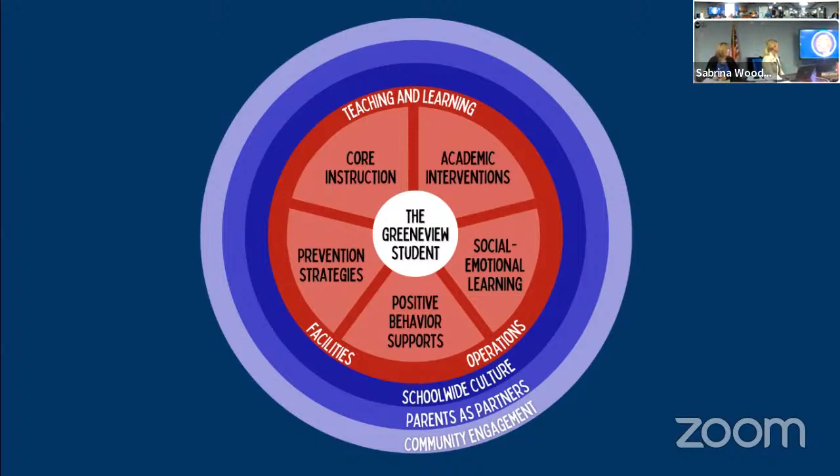Outside of that, and it's interesting how you can move out through the circles or move in, that works both ways, the school culture then encompasses all of the teaching and learning pieces, facilities, operations, and the work that impacts the Greeneview student. We know we still have other work to do, engaging parents as partners. And then on the outside of all of that is our community and how we engage community. This community advisory team process is an example of one of the ways in which we can do that effectively.